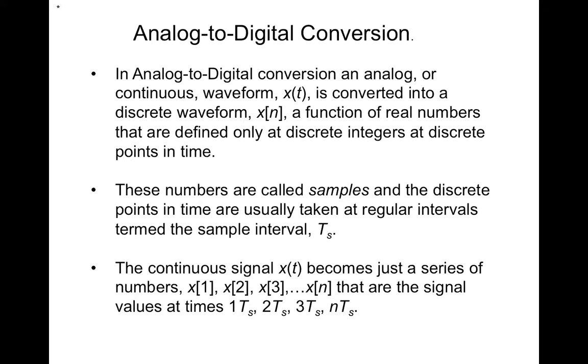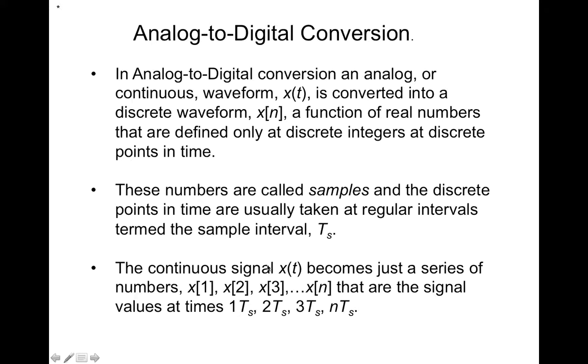So in an A to D conversion, an analog or continuous waveform is converted into a discrete waveform. And so you have some function x of t that's then converted to a series of discrete measures where your discrete variable is n. So you would have a discrete number of points as opposed to a continuous line. And those are real numbers, and they're only defined at discrete positions in time, and they're also typically only defined at discrete levels. So these numbers are called samples.